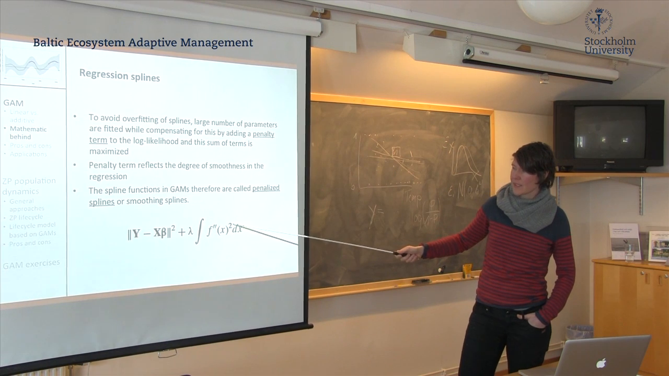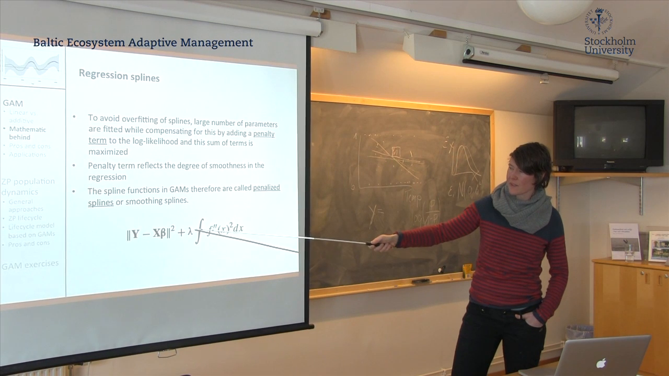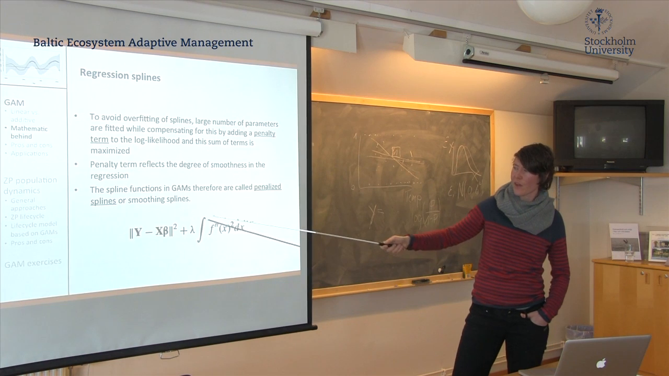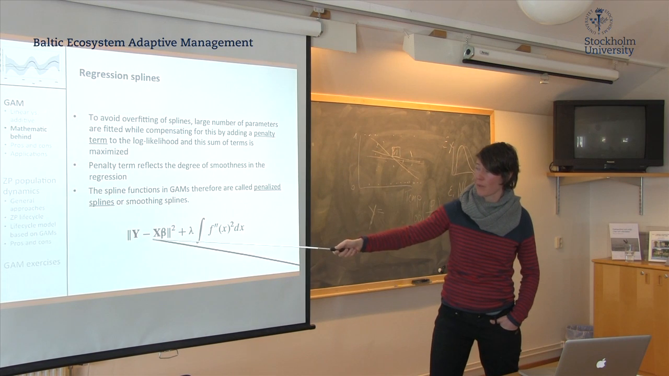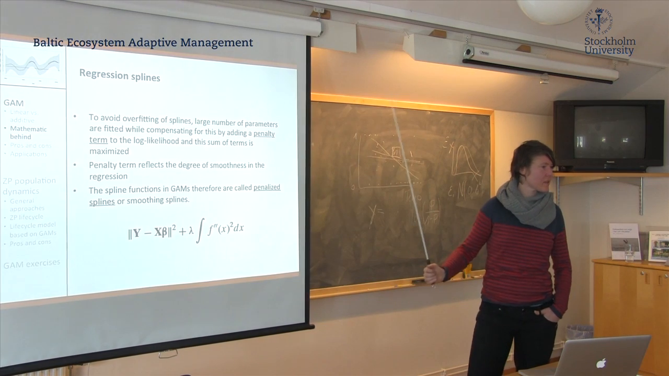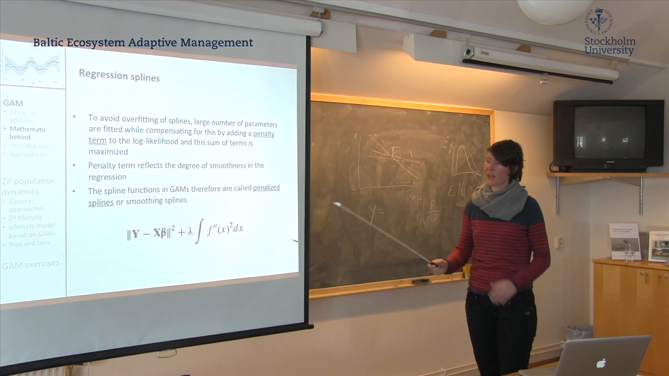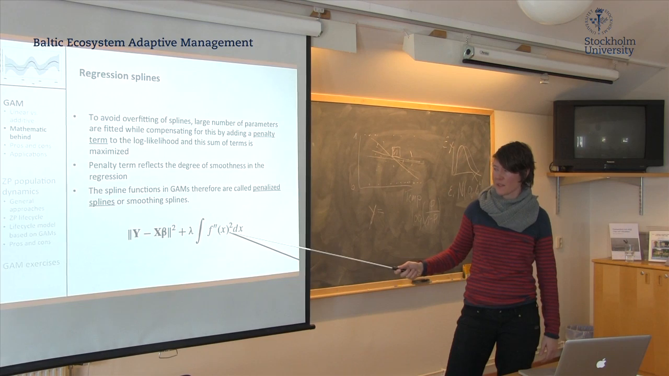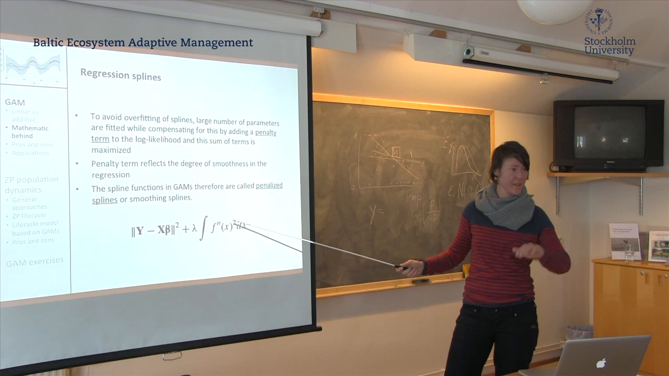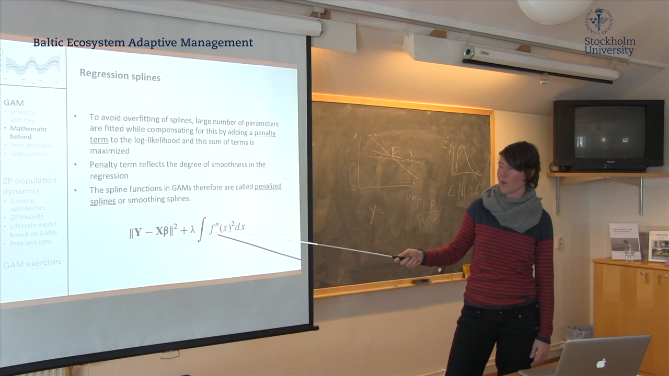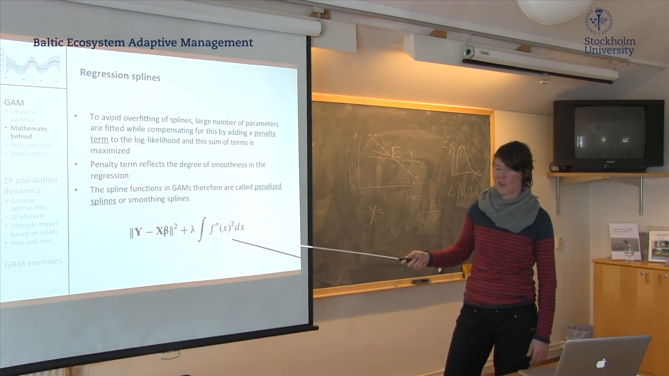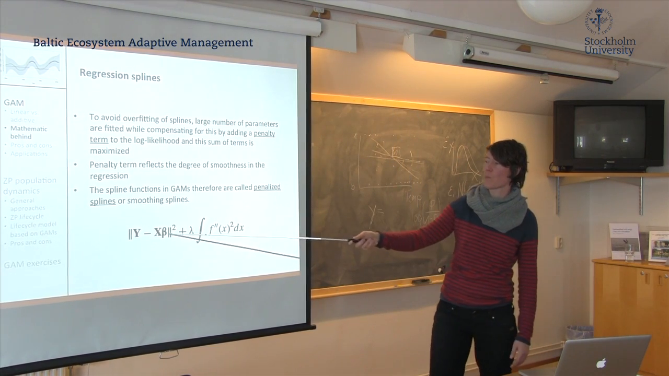You have a term that is called lambda. And this is the integral of the second order derivative of your spline smoother, this is your spline function. The more non-smooth the function is, the higher this derivative becomes. And if you have a straight line, then this second order derivative equals 0. So this is only describing how non-linear it would become, assuming this kind of function.